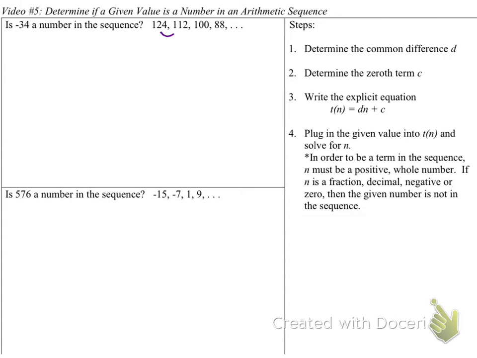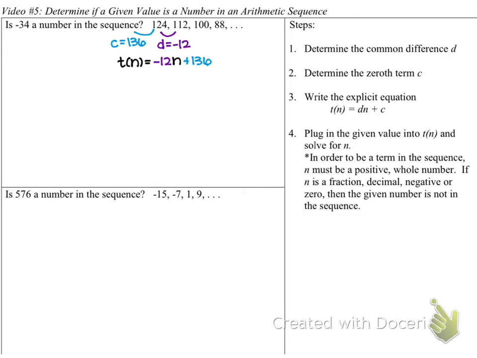So common difference, it looks like this is shrinking by 12, so it will be negative 12. And then remember, the 0th term is going to be in front. Again, if you need review on finding the 0th term or finding the common difference, make sure you refer back to the previous videos. Now, let's go ahead and write this equation. So t of n is equal to, plug the common difference in where it belongs into the equation, and plug in the 0th term where it belongs.